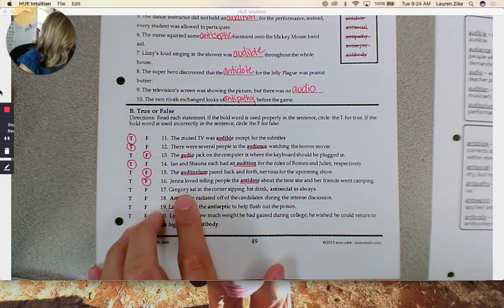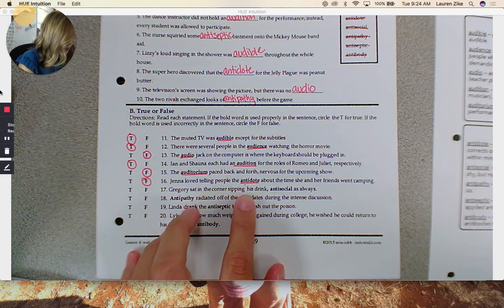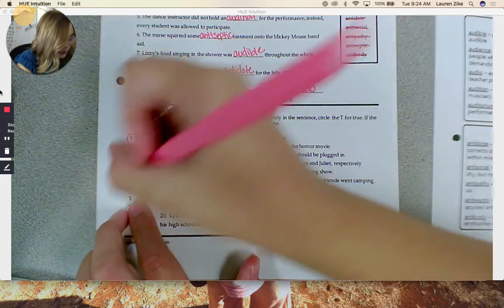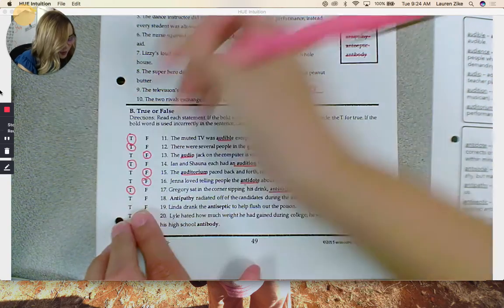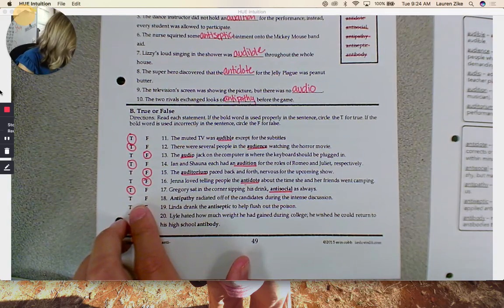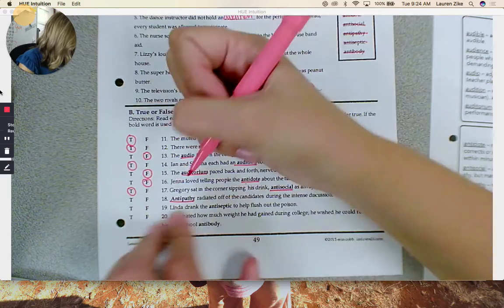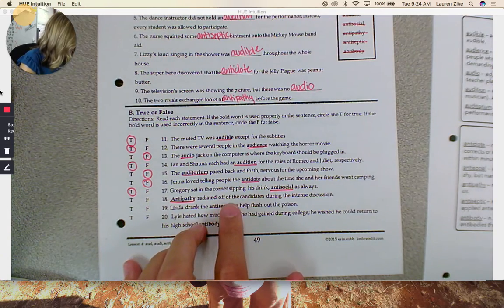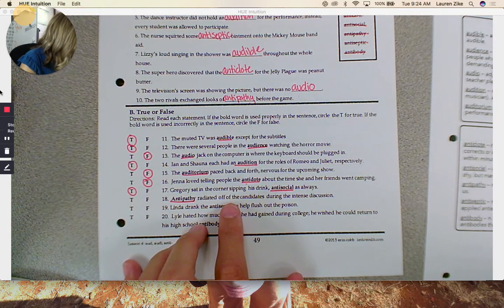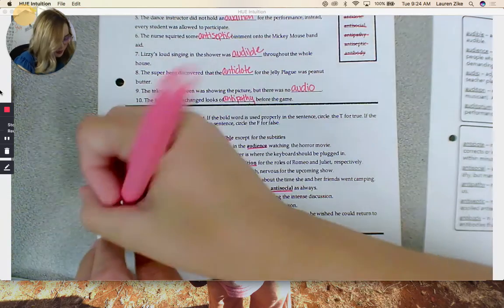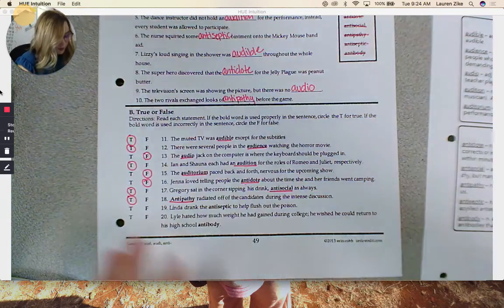Number 17, Gregory sat in the corner sipping his drink, antisocial as always. He's not talking to anybody, so that is being used correctly. Number 18, antipathy radiated off the candidates during the intense discussion. Remember that antipathy is like a very strong feeling of dislike. So that word is used correctly.